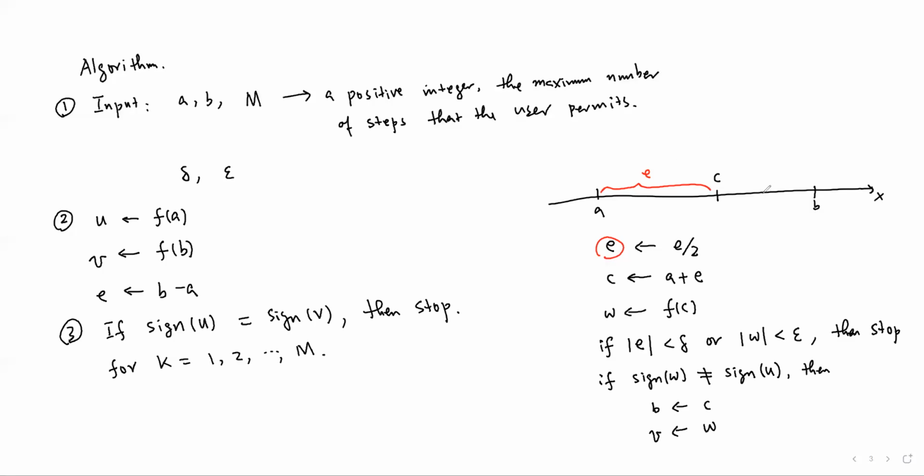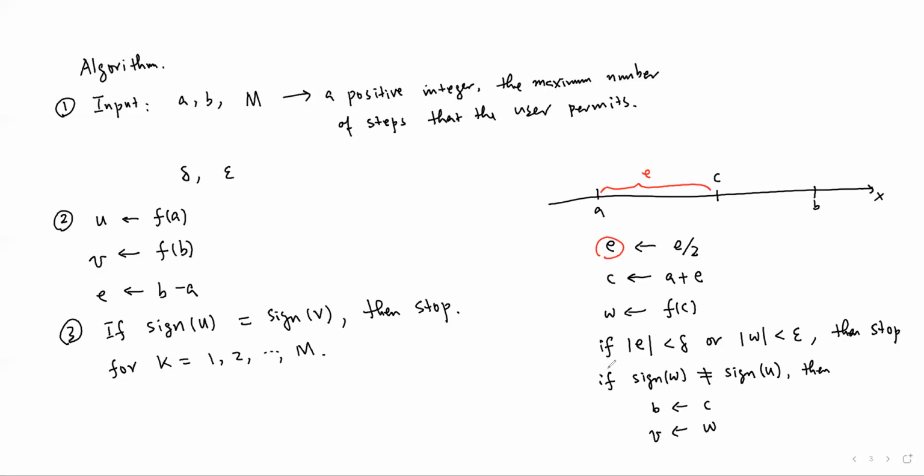Now C is A, so the function value at C is the function value at the new A. The function value at A is stored in the variable U. So let me store this W in U. Then this is the end of the if statement.